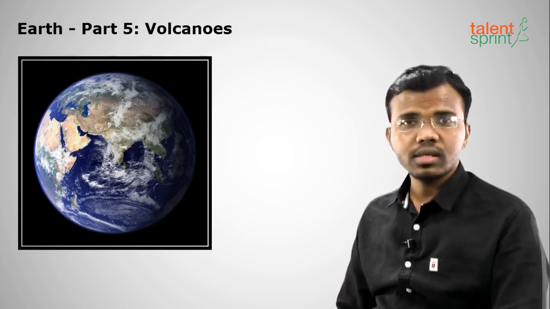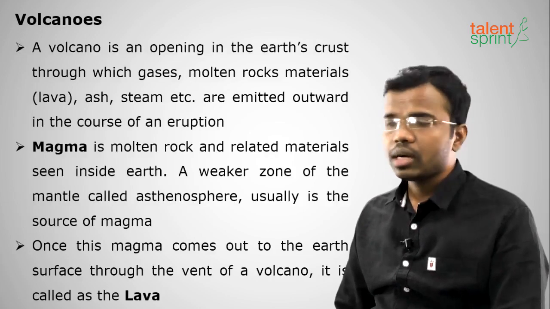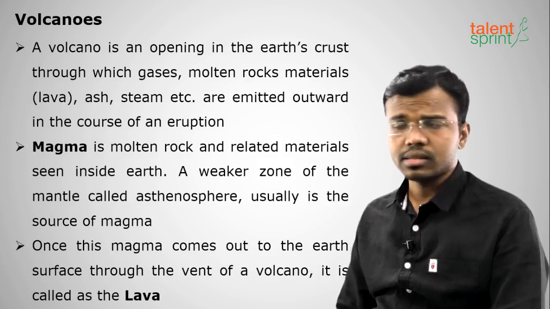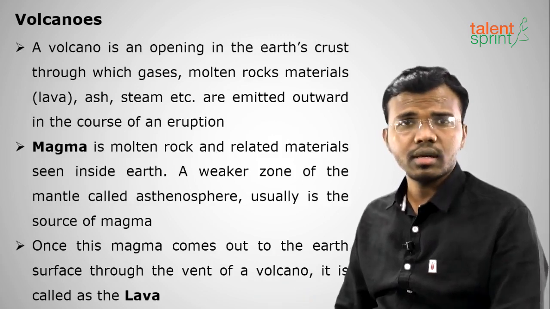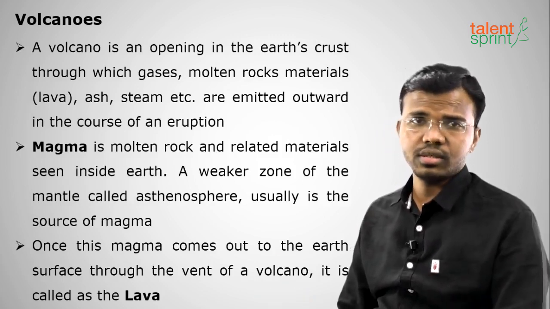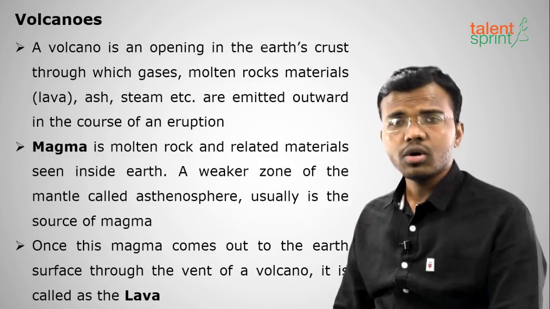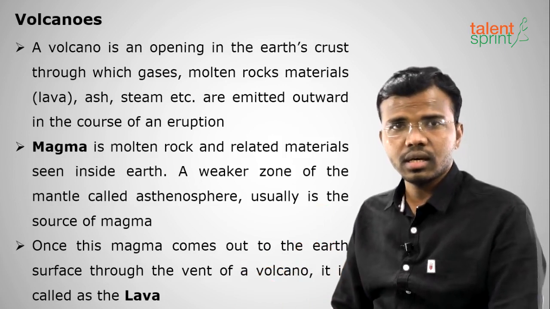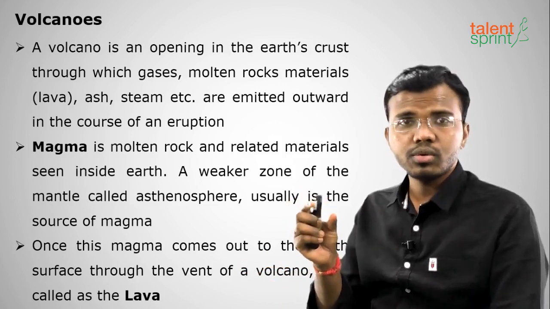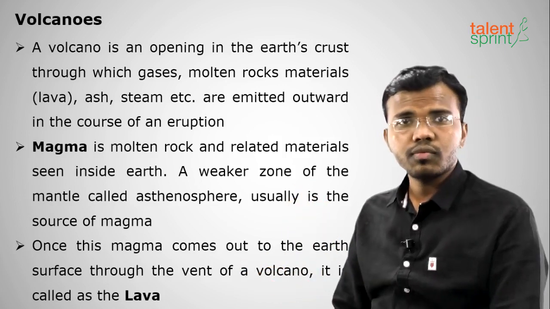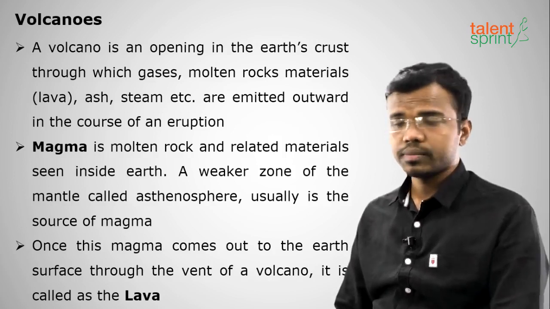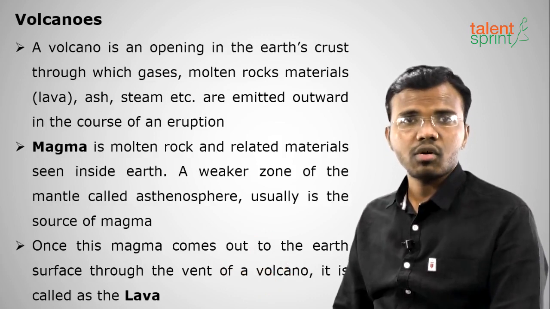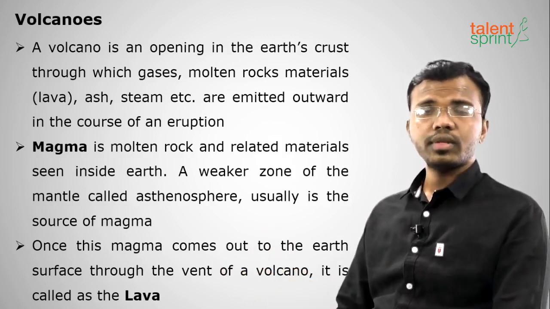Moving on, what is a volcano? A volcano is an opening through which various gases and molten rock materials like lava, ash and steam come out. Generally, during plate movement, a weaker area will be prone to this ejection. Volcanoes, ash, steam, lava, all these will erupt because of the weaker zone.